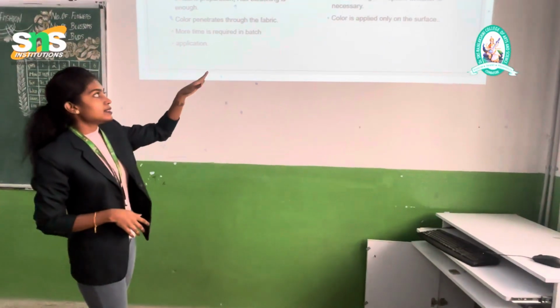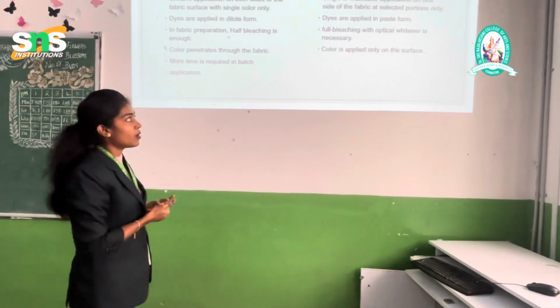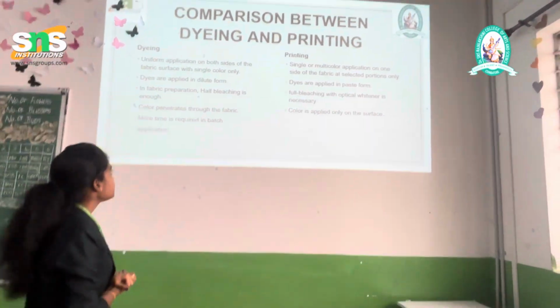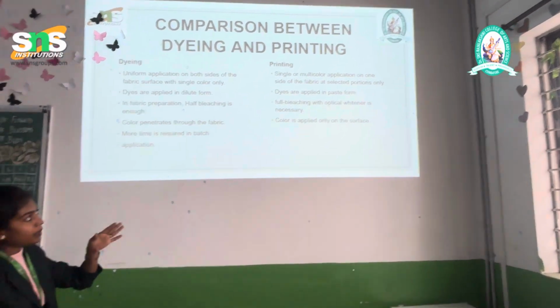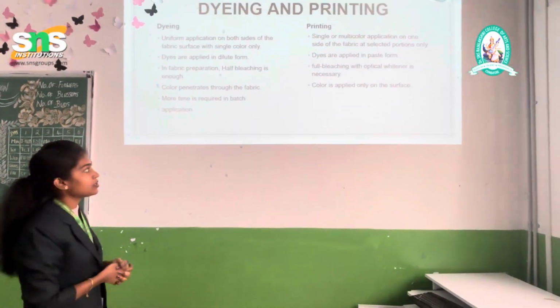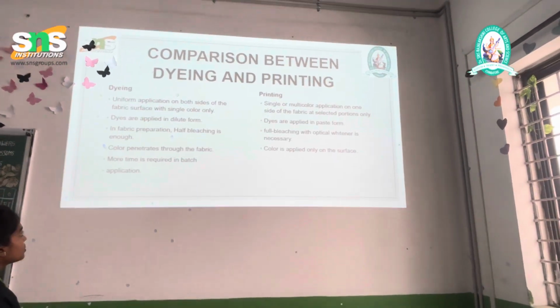In the backside, we can't see any colors, unlike dyeing. In dyeing, both front and back sides of the fabric will be the same, but in printing, the color is applied only on the surface. We can only see the colors on the top surface.